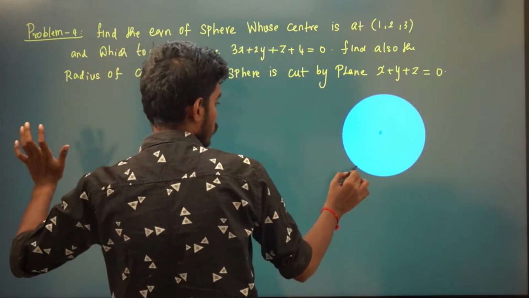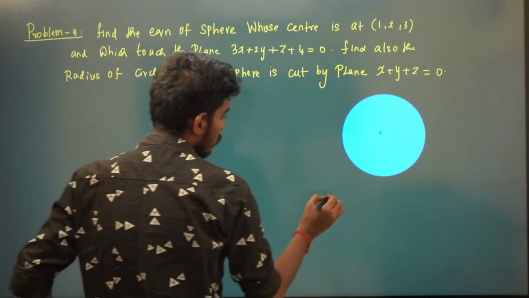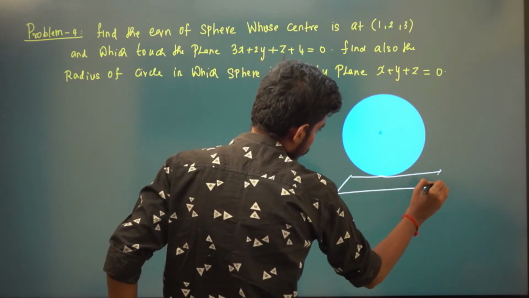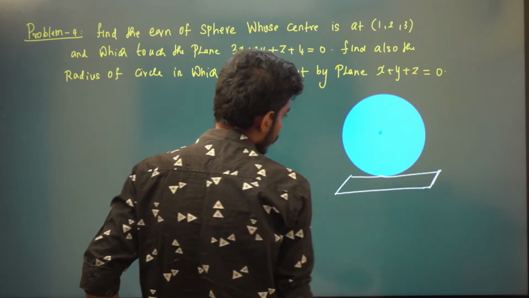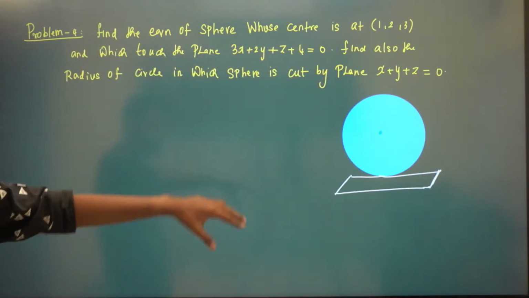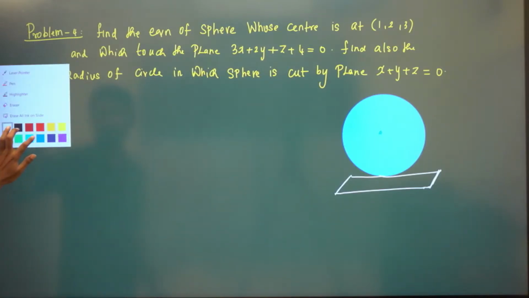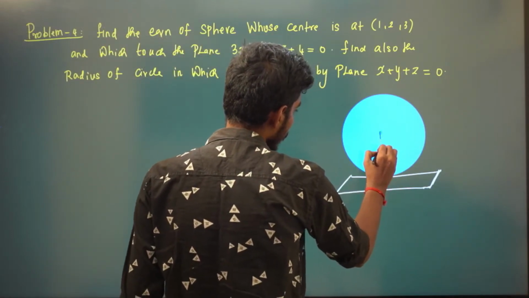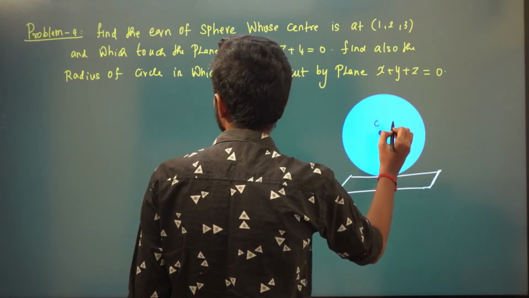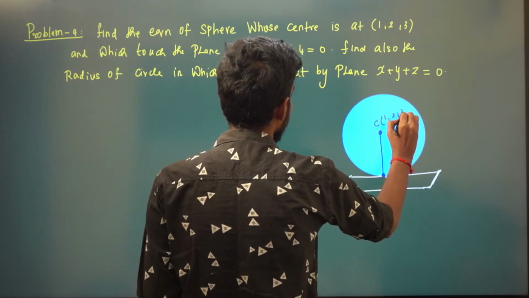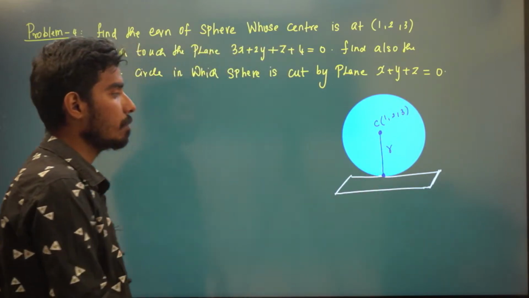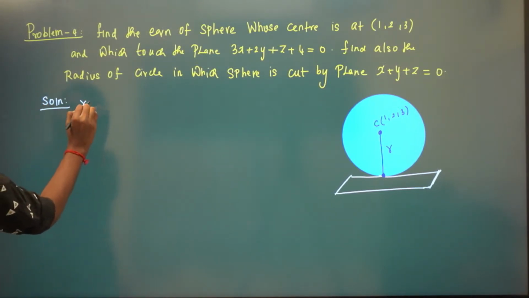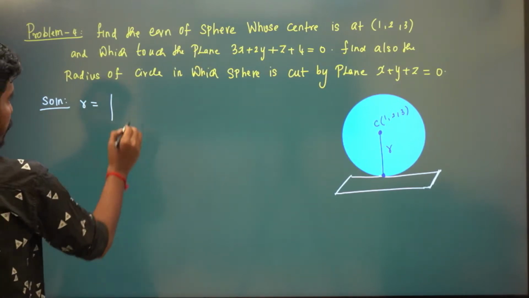So it is touching this plane, right? So we need to find the equation of the sphere. The sphere is touching this plane. So that means the radius is nothing but the perpendicular distance. So we have radius equal to this perpendicular distance. They have already given the center, so the center is (1, 2, 3). So the radius of the sphere is the perpendicular distance from that point to the plane. So first we will find the radius.